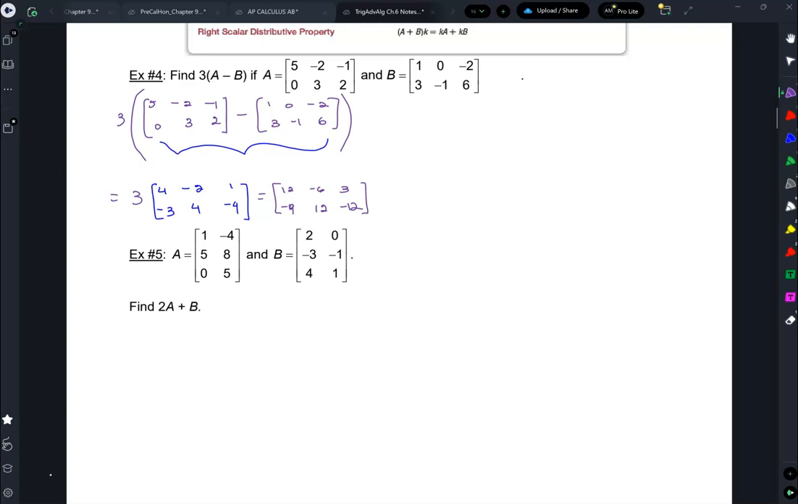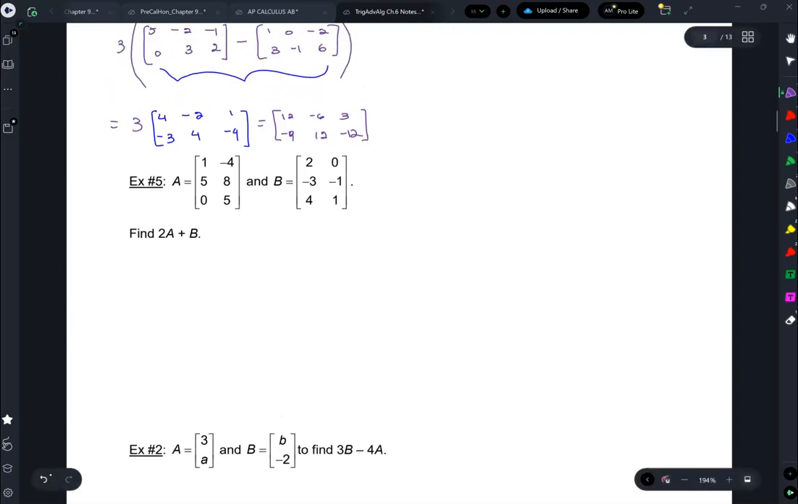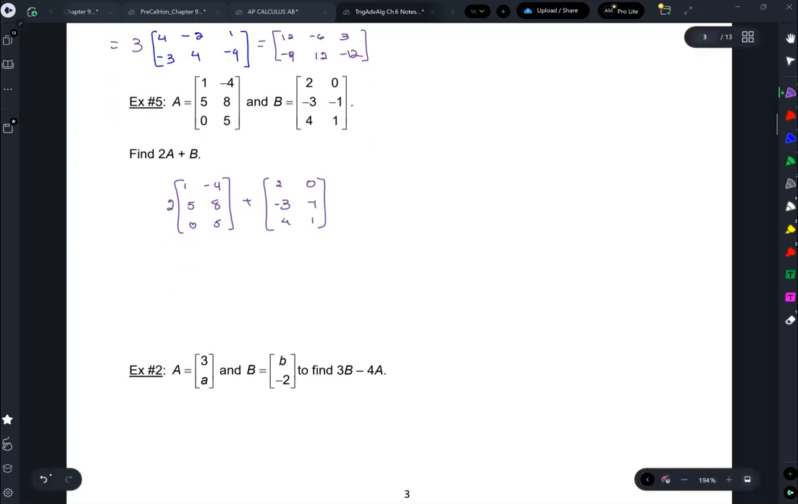Okay, so I'm going to give you 3 minutes to do this one. So you're going to do 2a plus b, right? Meaning first we're going to multiply 2 times a, and then we're going to add to that b. All right, and again, this is a race. Ready, set, go.